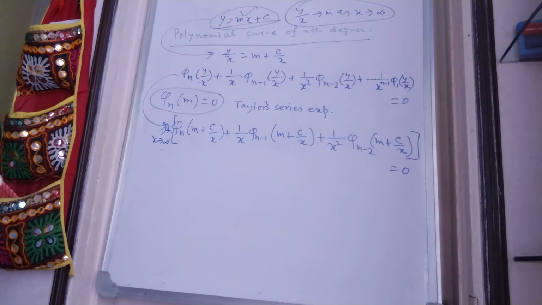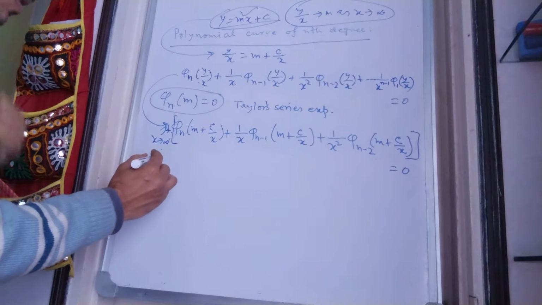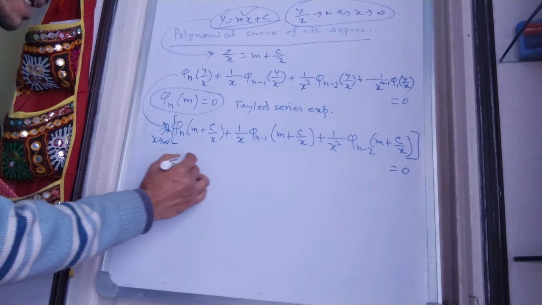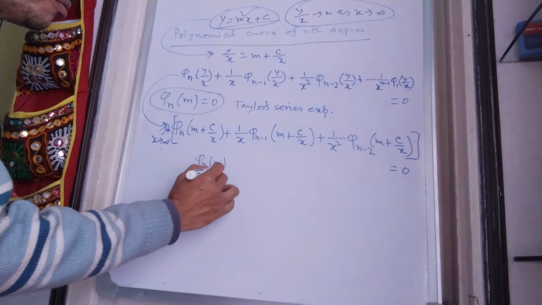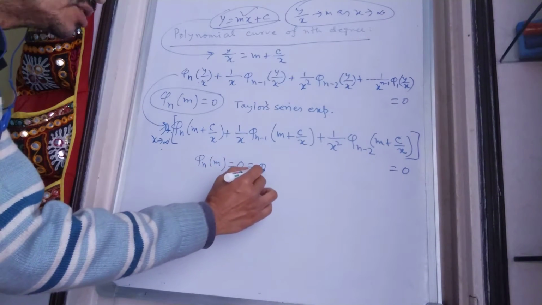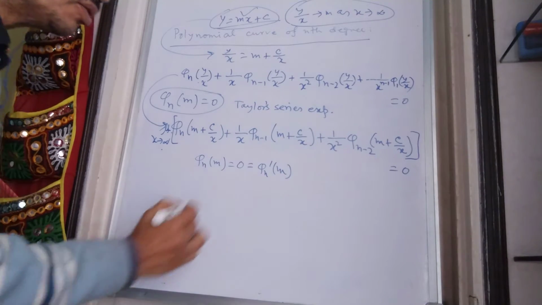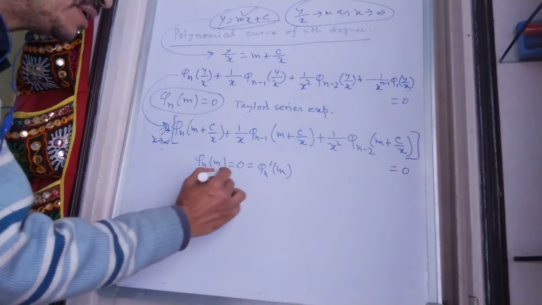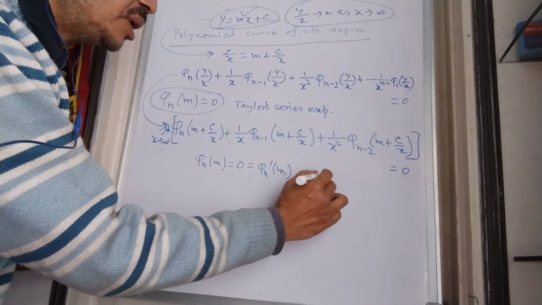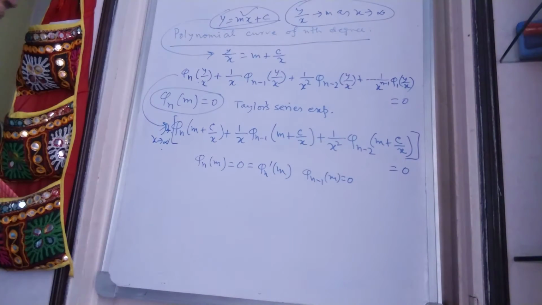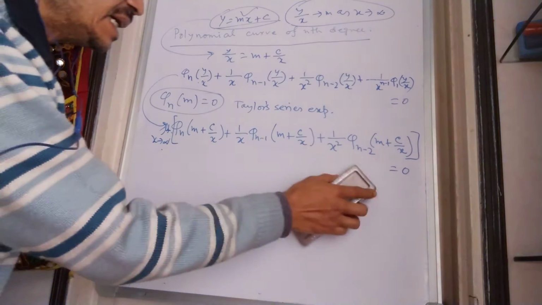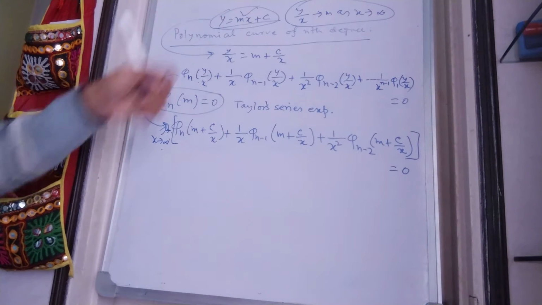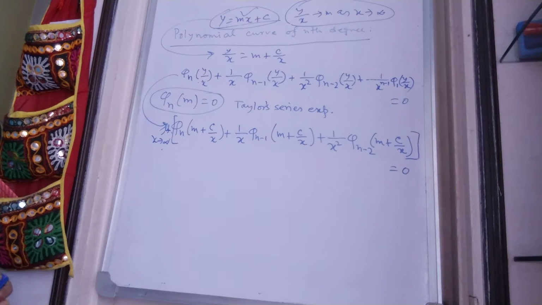In case of a repeated root of phi n(m) equal to 0, we know that phi n(m) equals 0 as well as phi n prime (m) is also equal to 0, and we have phi n minus 1 (m) equal to 0. So, for that matter, how would we find the value of C for the pair of asymptotes having the same m but different C?